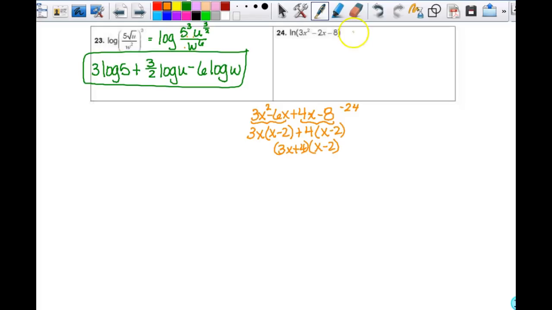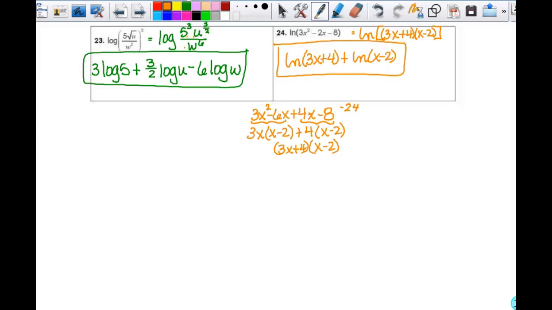So this actually equals the natural log of 3x plus 4 times x minus 2, which means when I separate it into two that are added, I get the natural log of 3x plus 4 plus the natural log of x minus 2. And that's the best I can do with the expansion.